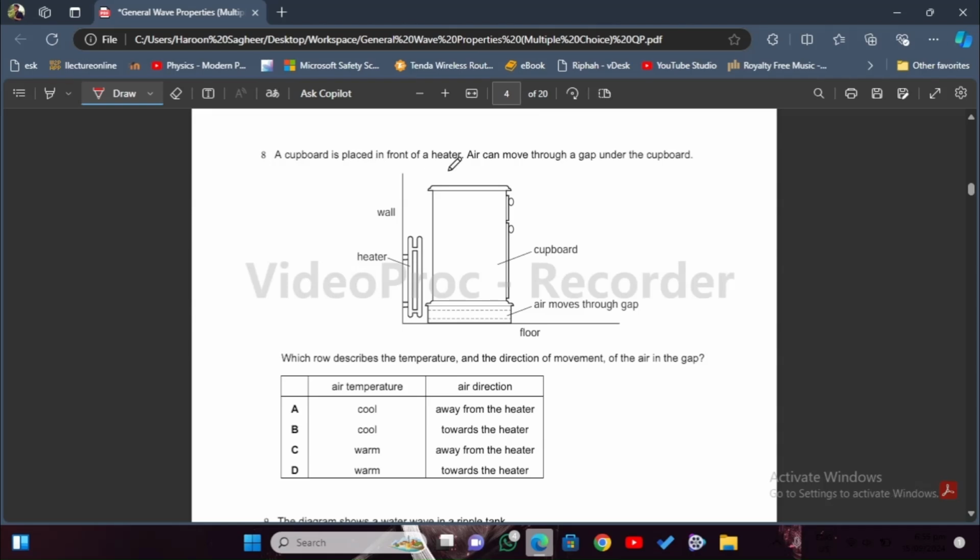Right, here we have a cupboard that is placed in front of a heater. Now air can move through the gap under the cupboard. Here we have a cupboard, here we have a heater. Now if you remember, this heater will release heat.